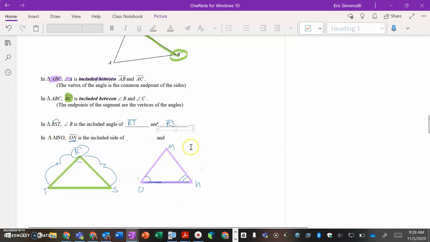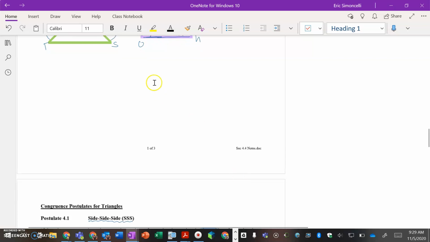And then in this triangle, MNO, ON is the included side of what two angles? Well, look at the picture, it's marked accordingly. So angle O, okay, and angle N. All right, so that's how that's going to play out. And we do know that, again, this angle and that angle are the angles in the question of which this included side is in between the two. Okay, moving on.